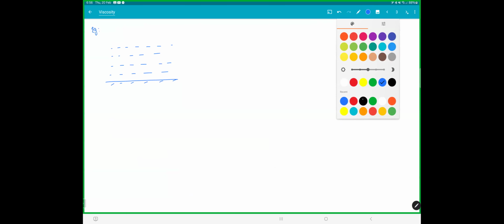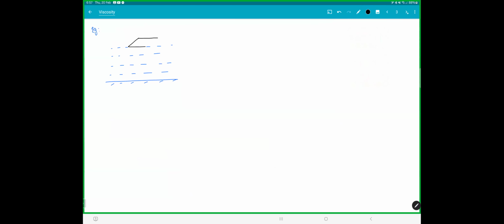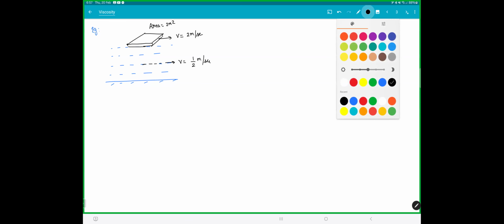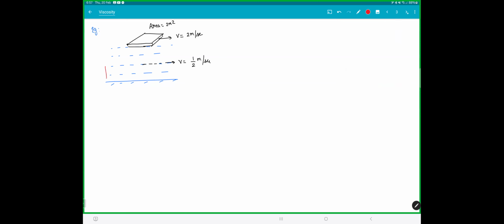So let's say we've got a plate here. Let's say the area is 2 meters squared, and the velocity is 2 meters per second. Let's say somewhere here, this layer is going with velocity half meter per second. So different layers will have different velocities. Let's say this is 2 centimeters, and let this be 3 centimeters, and eta is, let's say, 60 poise.